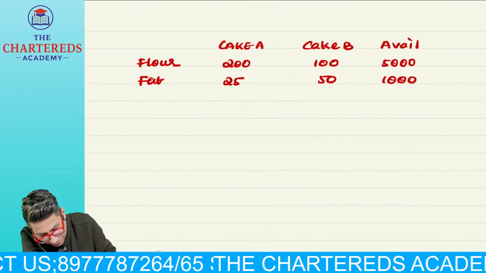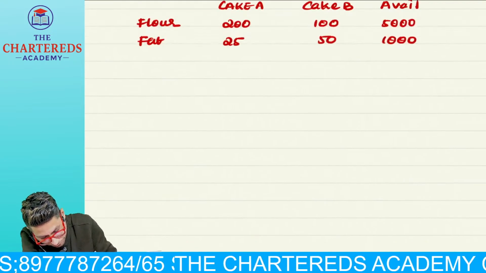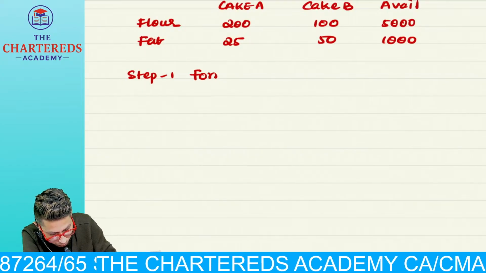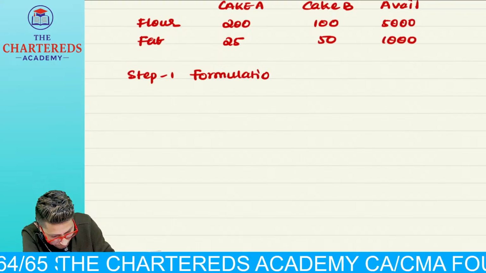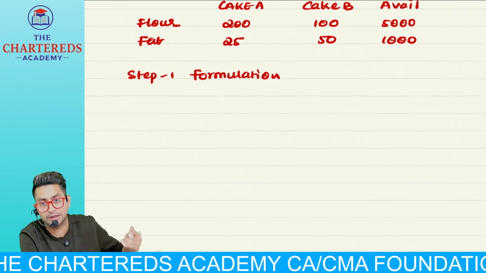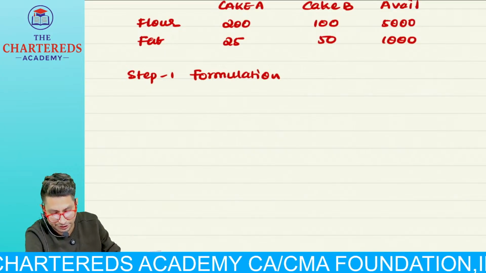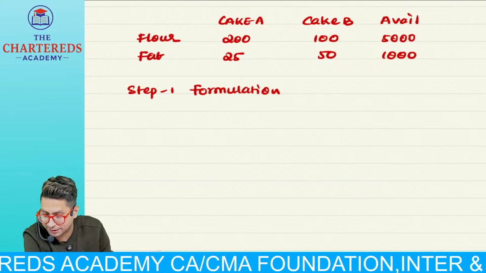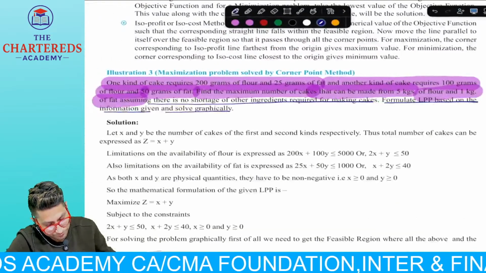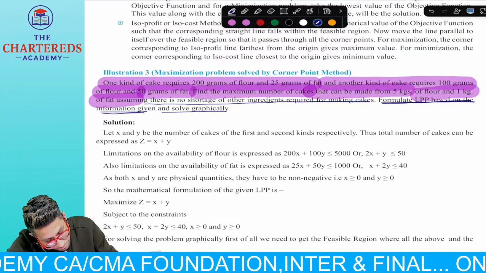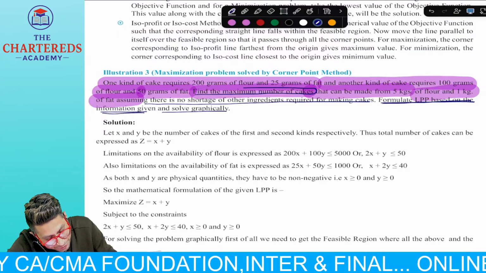Now, step number 1, formulation. Step number 2 will be solution. Again, in the solution, multiple steps will be there. One by one, I will write sequentially. In formulation, what is our objective here? Maximization or minimization? Formulate the LPP based on the information. Find the maximum number of cakes.